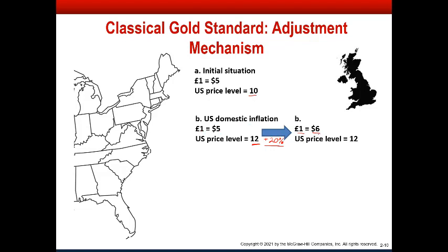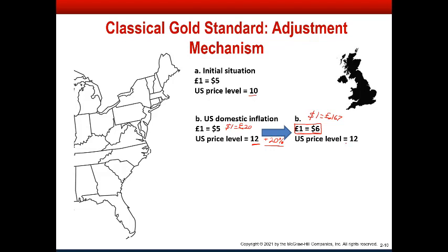The dollar, if we wanted to do the dollar exchange rate, we could say $1 used to be equal to 0.2 pounds, and now $1 is equal to 0.16 pounds. So that would be roughly the adjustment needed in the exchange rate to represent the fact that the U.S. price level has gone up and the value of the dollar has gone down.